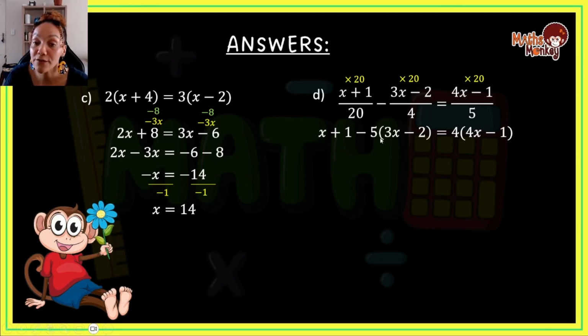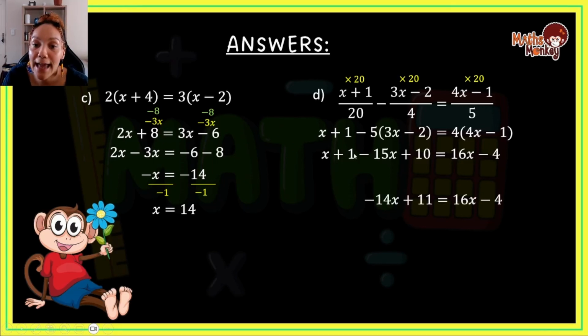And now this just went from a fraction question to a bracket question. So now we have to get rid of the brackets by multiplying the negative 5 by the 3x and the negative 2, and then multiplying this 4 by the 4x and the negative 1. So this is it simplified. So minus 5 times 3x is negative 15x, and minus 5 times minus 2 is positive 10. Same as we have here, 4 times 4 is 16x, and then 4 times negative 1 is negative 4. Okay, so let's simplify what we have on the left-hand side. x minus 15x is minus 14x, and then 1 plus 10 is 11. And then the right-hand side stays the same.